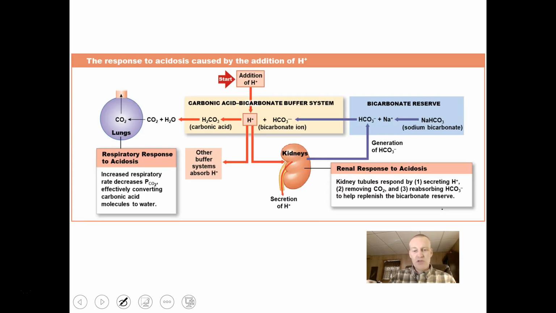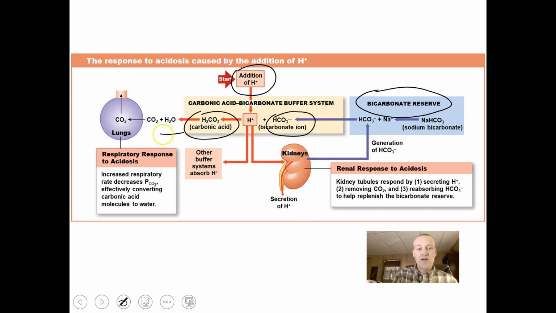So let's look right here at acidosis caused by a rise in hydrogen ions. If we get a rise in hydrogen ions, we can do several different things. Of course, the reserve can release bicarbonate that can cause carbonic acid to form, and then we can remove the carbon dioxide that's formed by using the lungs. We can also use other buffering systems to buffer those hydrogen ions, like the protein buffering systems, and we can also use the kidneys to excrete hydrogen ions.